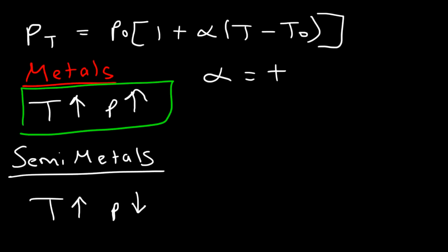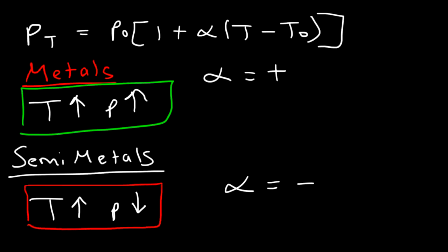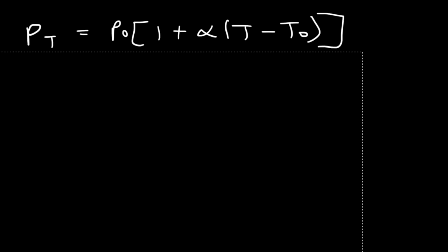For semiconductors, they have a negative temperature coefficient, which indicates an inverse relationship. As you increase the temperature, the resistivity goes down, which means that semiconductors are more conductive at high temperatures, but metals are less conductive at high temperatures. So why is this information useful? Why do we need to know the relationship between temperature and resistivity?